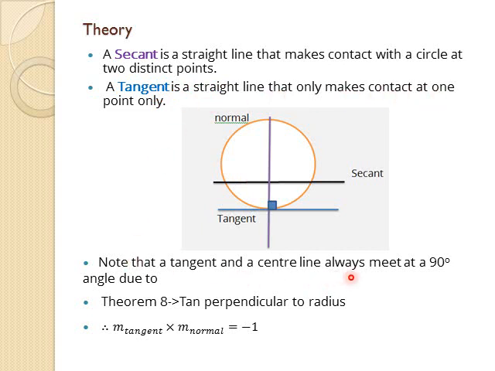Note that the tangent and the line through the center will always meet at 90 degrees. This is due to Euclidean geometry. My theorem states that my tangent must be perpendicular to the radius. Therefore, I can say the gradient of the tangent times the gradient of the normal that goes through the center must equal -1. So that's just some basic theory. I hope you follow. I'll be using this while solving the problem.